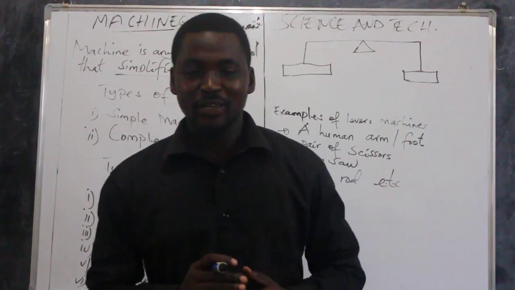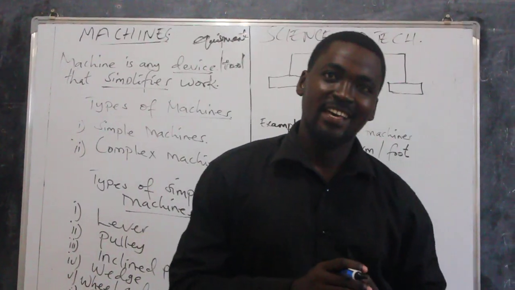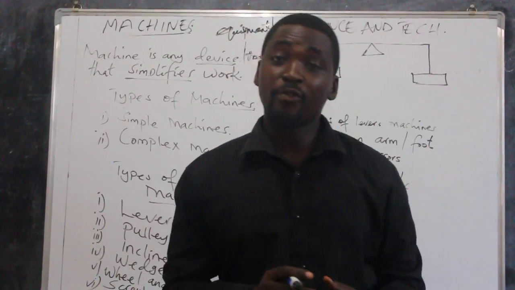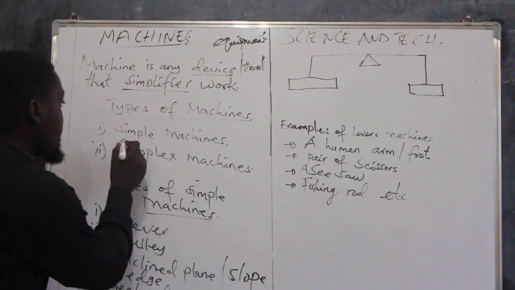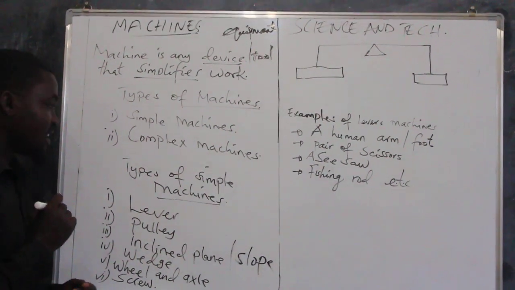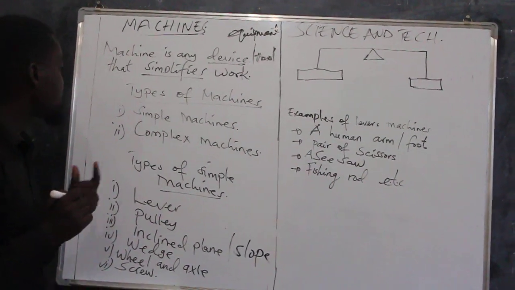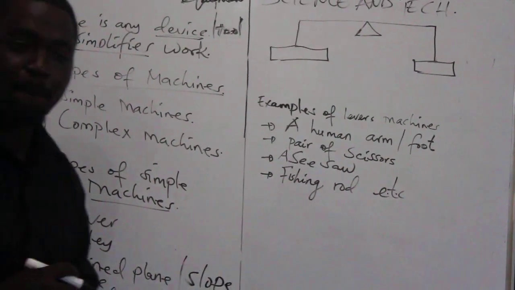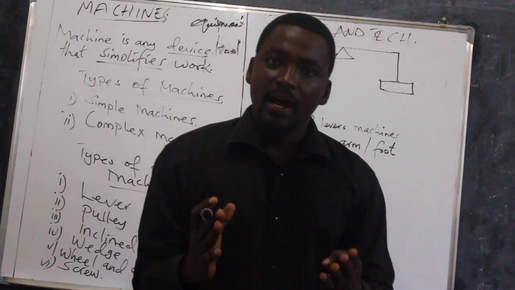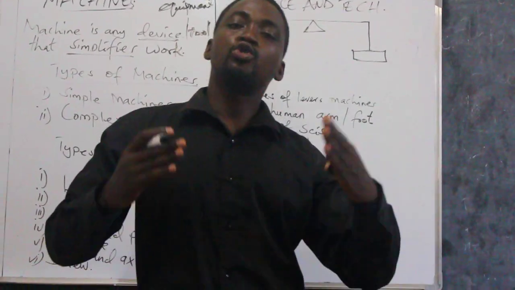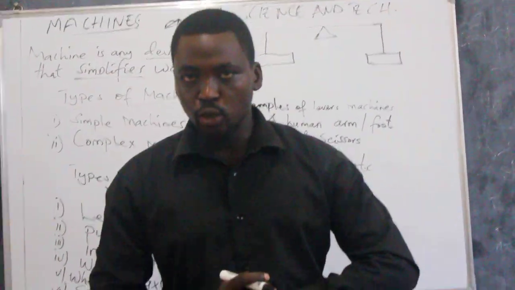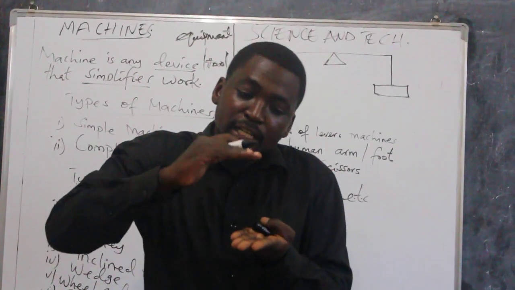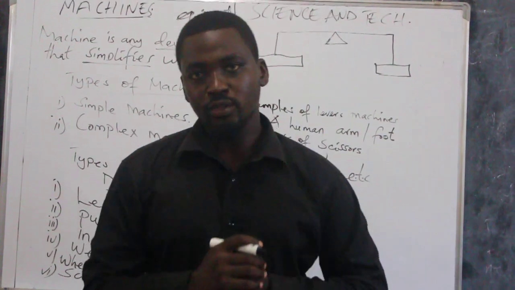But also, guys, you need to know the types of machines. Basically, there are two types of machines. The first type is simple machines, and the second type is complex machines. What is a simple machine? Simple machines are machines which do not need high skills in using them. That means you need only a little knowledge to use them.